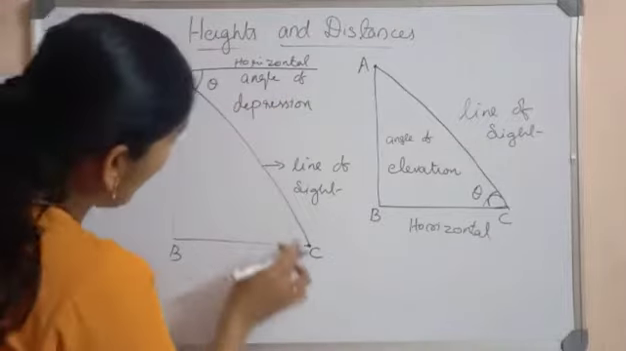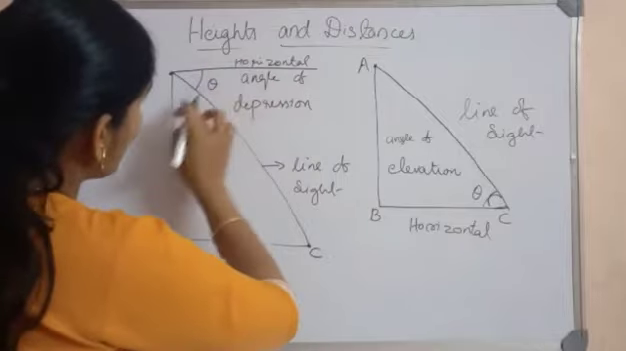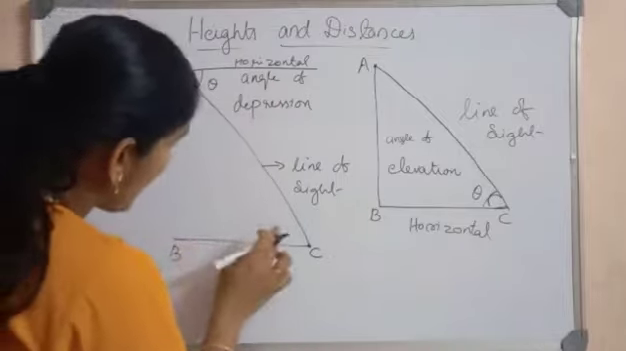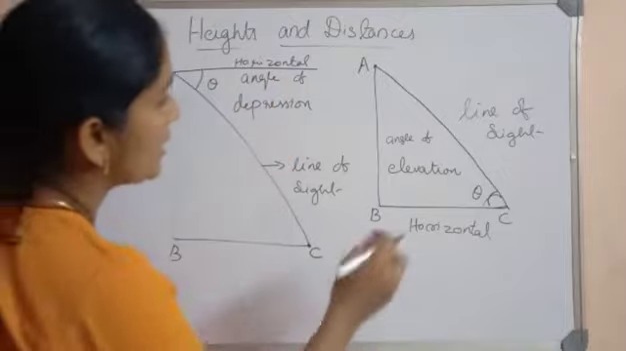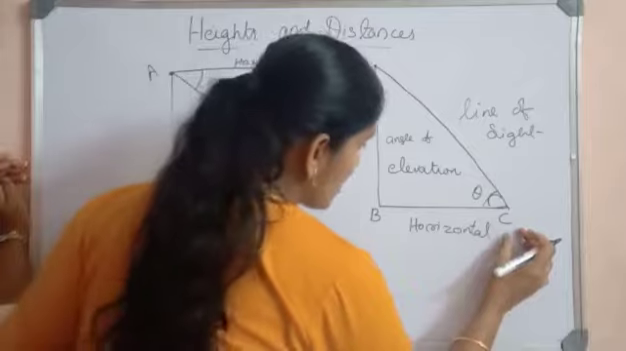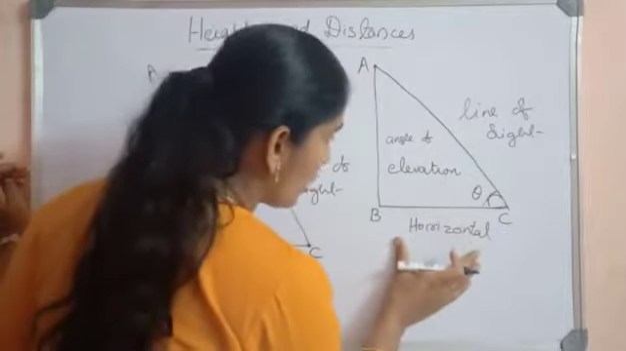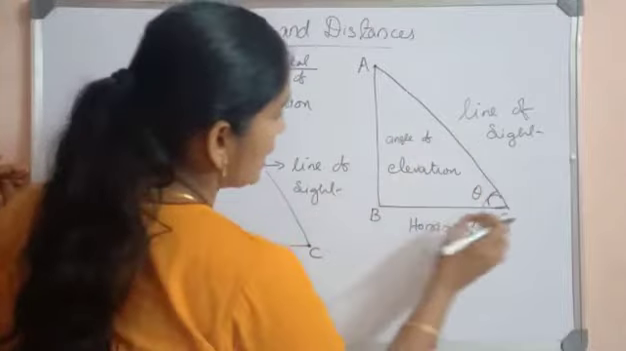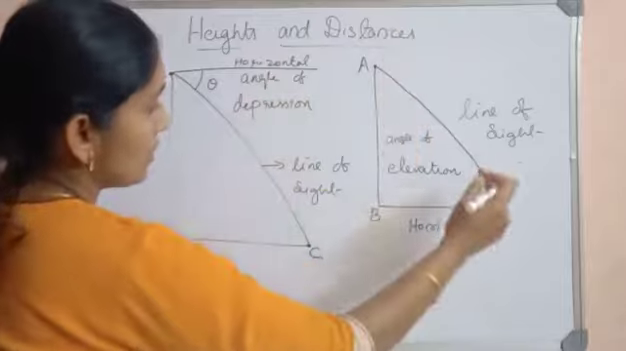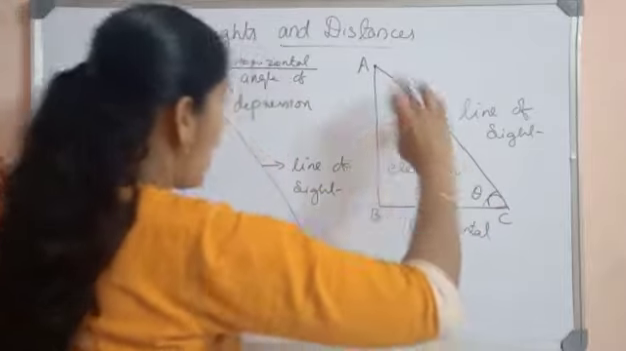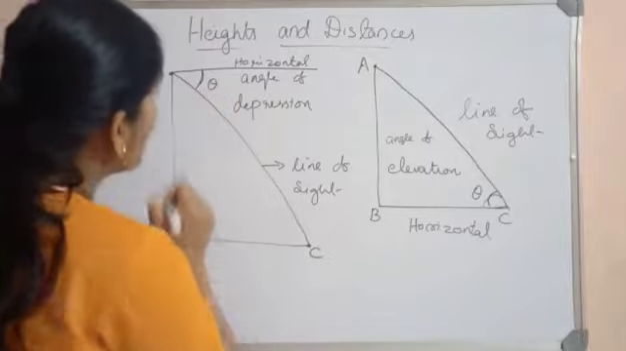angle between the line of sight AC and the horizontal is called the angle of depression. And here, if a man is standing at the point C and viewing the object at A, then the angle between the horizontal and the line of sight is called the angle of elevation. If you are observing an object at a height, that becomes the angle of elevation, and from a height, if you are looking down, then the angle becomes the angle of depression.